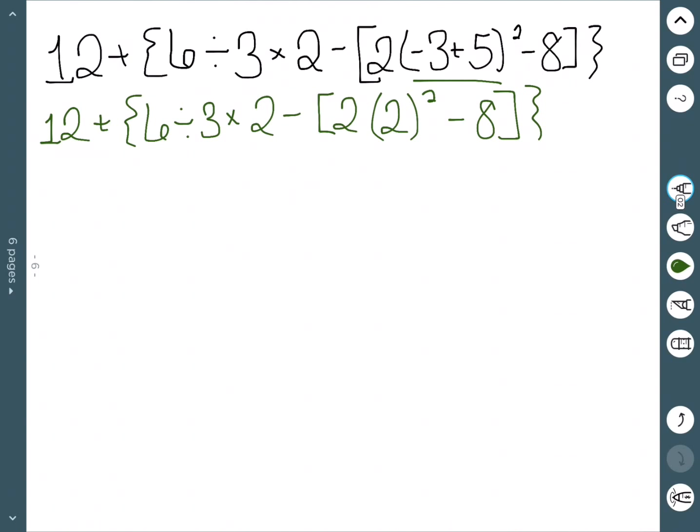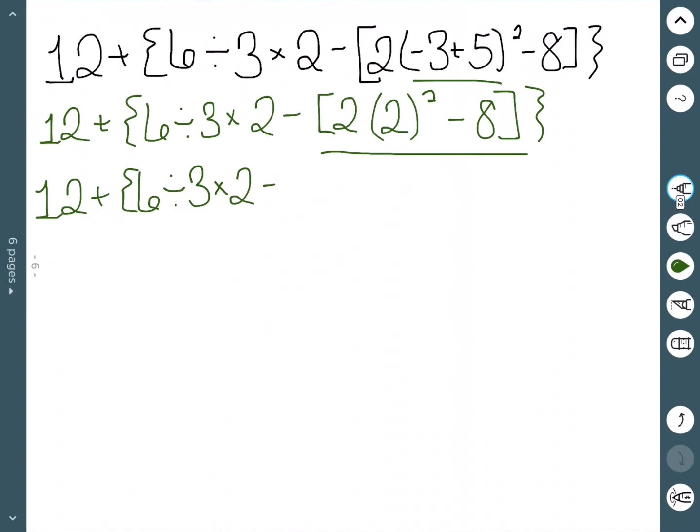And now we are back to grouping symbols. We still have other grouping symbols. In particular, we have a new internal grouping symbol. This one has more than one operation going on inside of it, so we need to follow our order of operations. First is grouping, but there's no grouping symbols inside of this, so the next step would be exponents. So we have 12 plus 6 divided by 3 times 2 minus 2 times 4 minus 8.